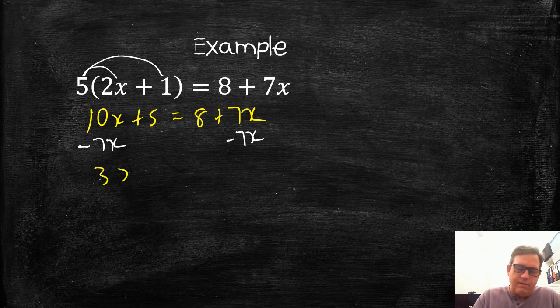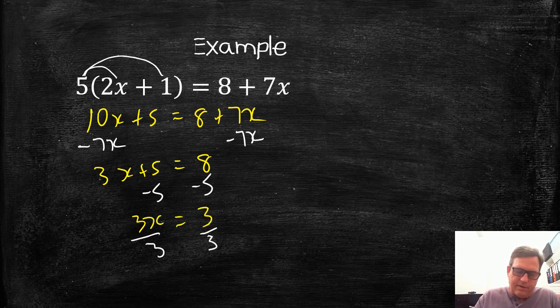So 3x plus 5 equals 8. Next step is minus 5. Leaves me 3x equals 3. Next step, divide by 3. Final answer, x equals 1.